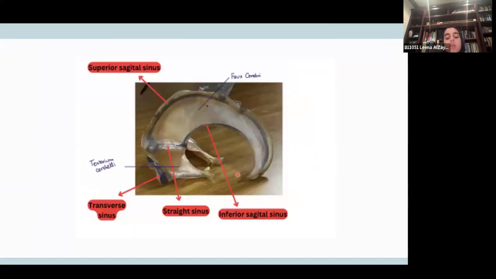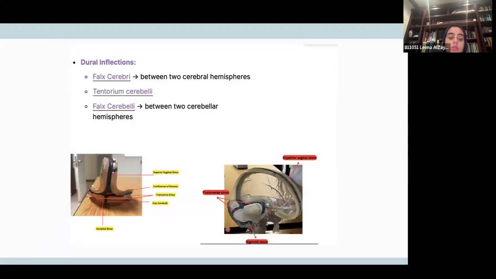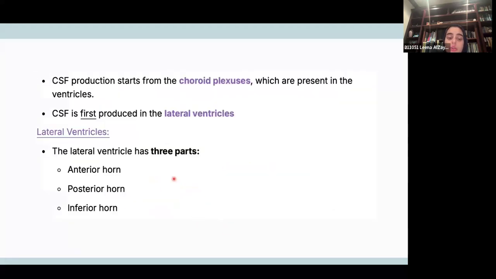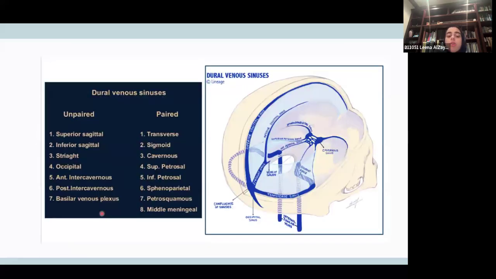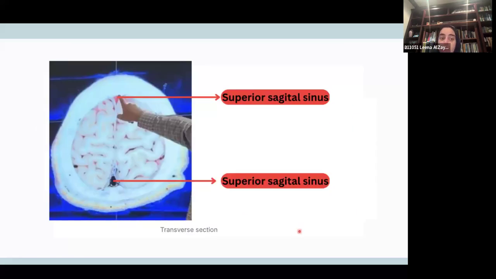So again, this is another picture. This is superior sagittal, this is inferior sagittal, this is straight sinus, this is the transverse sinus, and then we have the sigmoid sinus going down. It's not in the picture. This is all the same thing. The lateral ventricle has 3 parts: anterior horn, posterior horn, and inferior horn. This is the same sinus as I mentioned. Notice how the sigmoid sinus goes down like this to the internal jugular vein.